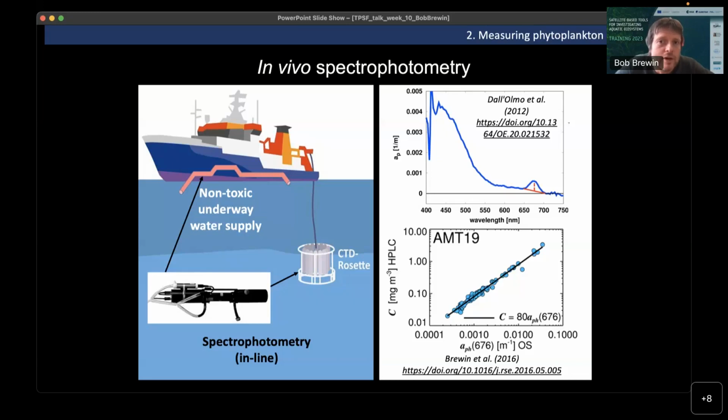So more recently, people have been attaching these types of instruments onto the CTD rosette to measure profiles of chlorophyll in the ocean, but also attaching them to the non-toxic underway water supply to get very accurate continuous measurements of chlorophyll A phytoplankton biomass as the ship moves through the ocean.